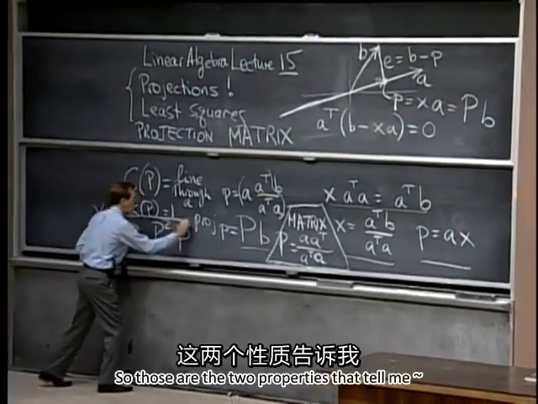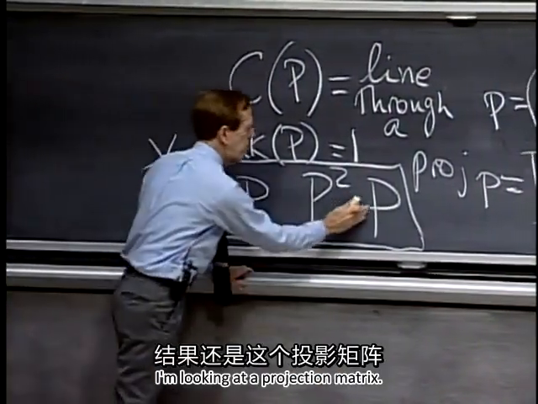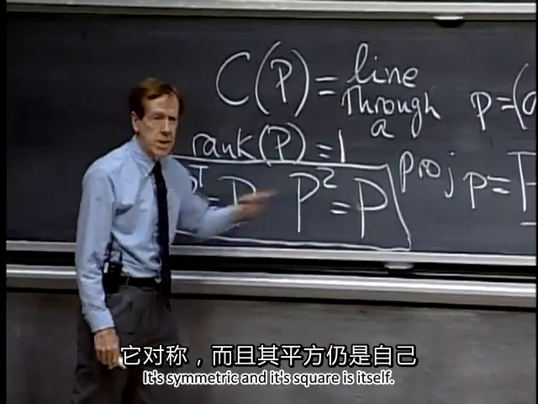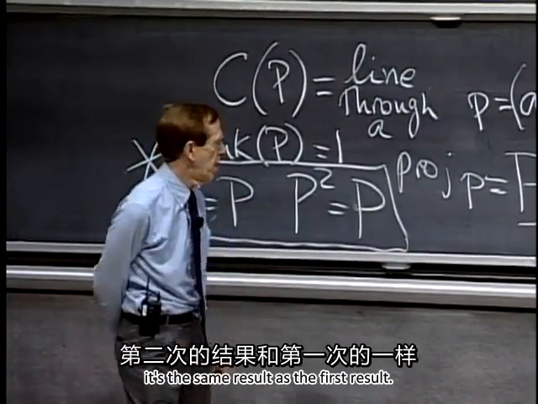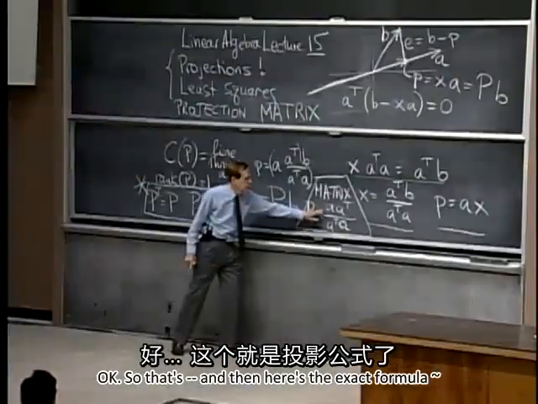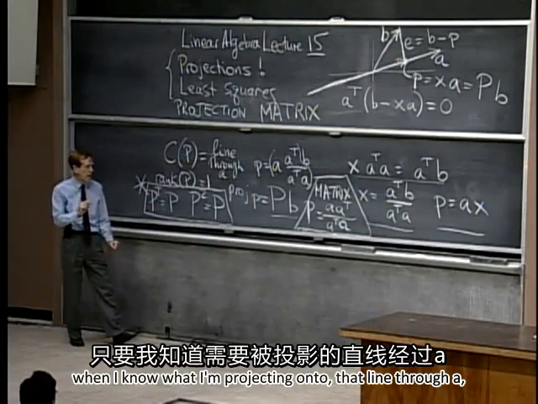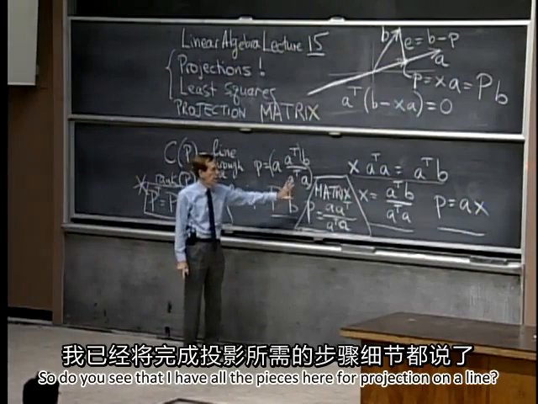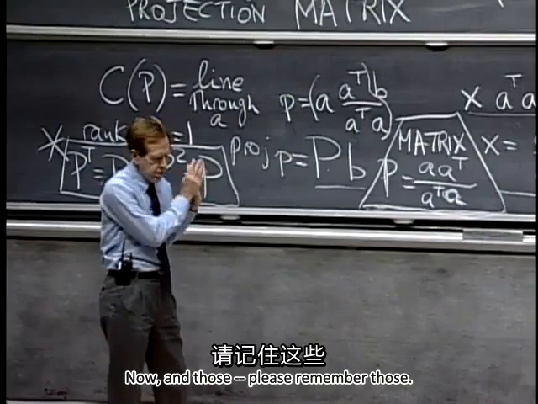So those are the 2 properties that tell me I'm looking at a projection matrix. It's symmetric, and its square is itself, because if I project the second time, it's the same result as the first projection. Okay, and then here's the exact formula. When I know what I'm projecting onto, that line through A, then I know what P is. So do you see that I have all the pieces here for projection on a line? Now, please remember those.